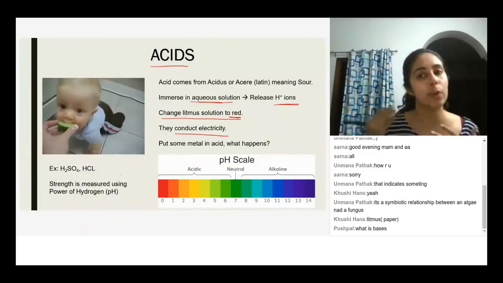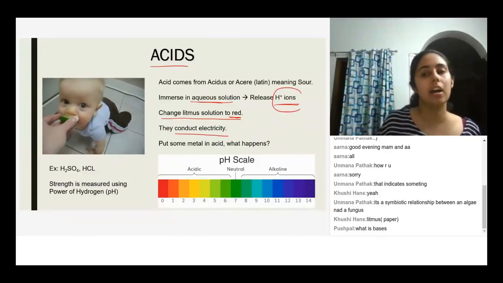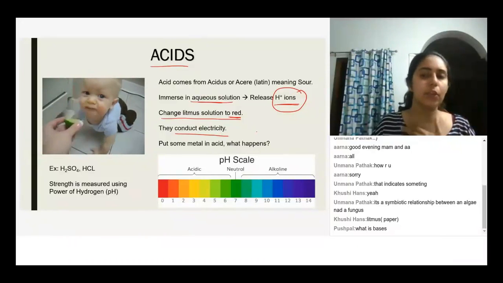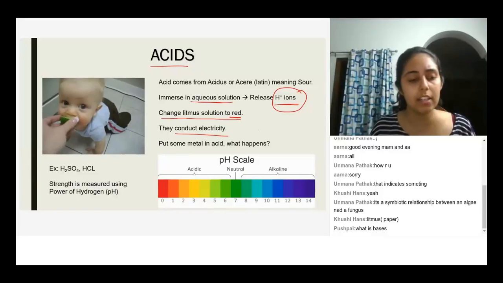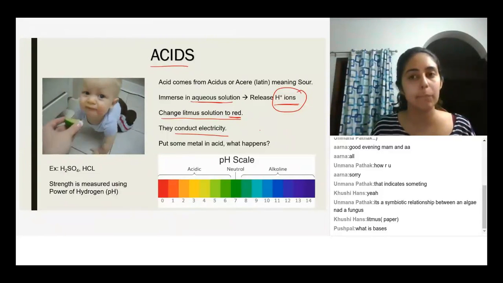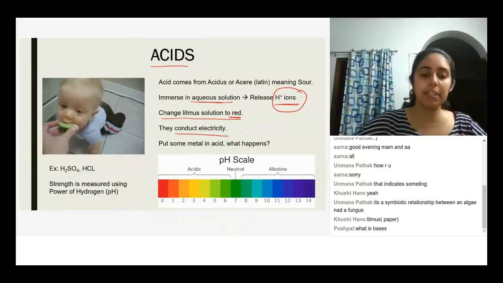Electricity is conducted when you have presence of charges. H plus ions are positively charged, so do you guys know what ions are? Yes, ma'am, we learned it in chemistry. Does everybody know what ions are?